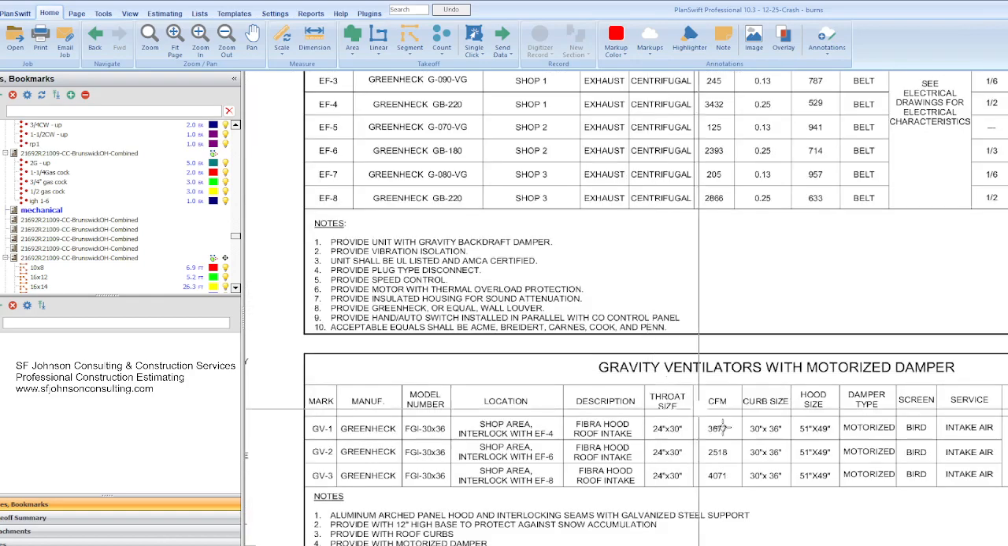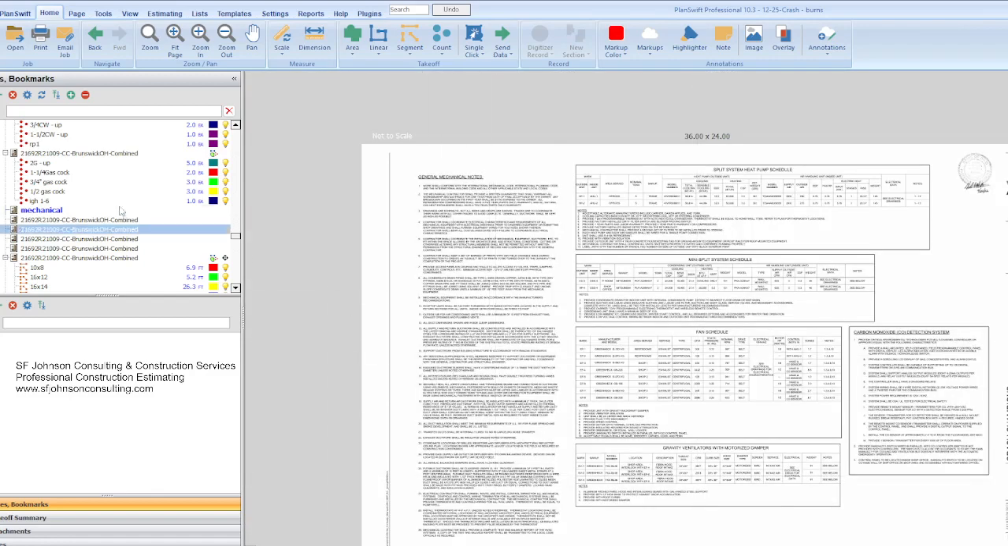And for the ventilators too, same thing, CFM. So we can use that to determine the price, because it's priced based on how much air it pushes out. The bigger the equipment, the more air, the more it costs. So that kind of stuff.